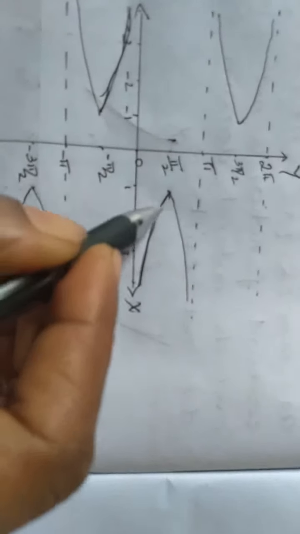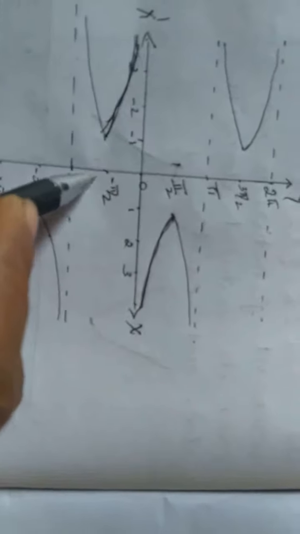This branch from minus pi by 2 to plus pi by 2 except 0 is called the principal value branch. And similar to the previous one, cosecant inverse of cosecant x is x, where x belongs to this. And cosecant of cosecant inverse x is equal to x, where x belongs to R minus the open interval minus 1, 1. And y is equal to cosecant inverse x implies x is equal to cosecant y.